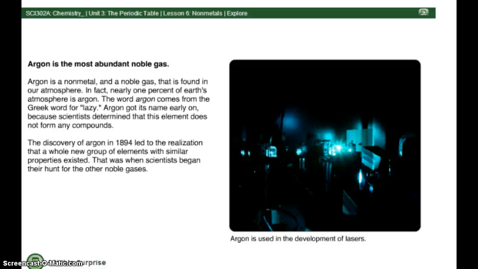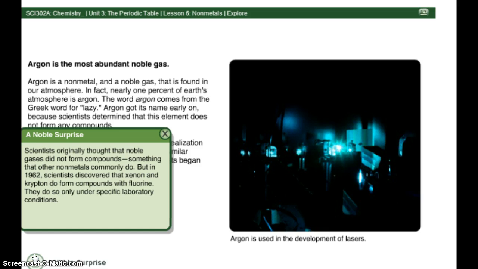The discovery of argon in 1894 led to the realization that a whole new group of elements with similar properties existed. That was when scientists began their hunt for the other noble gases. Argon is used in the development of lasers.